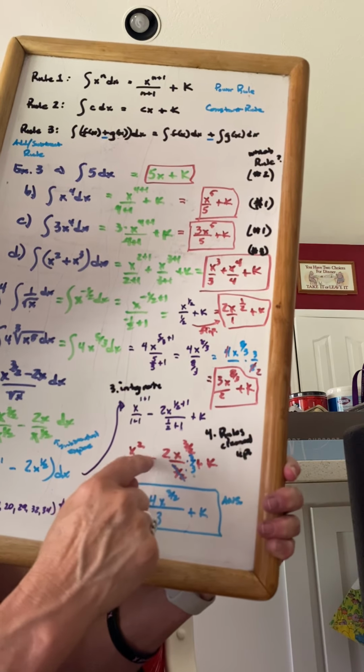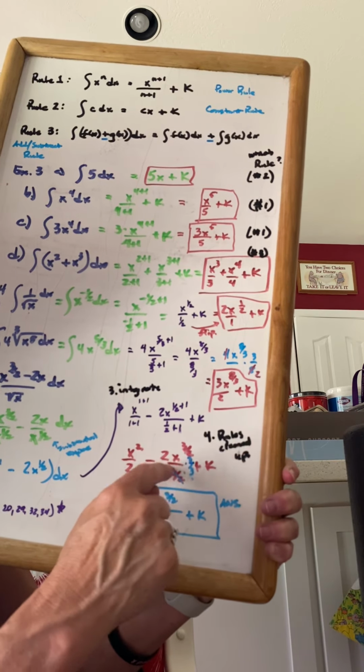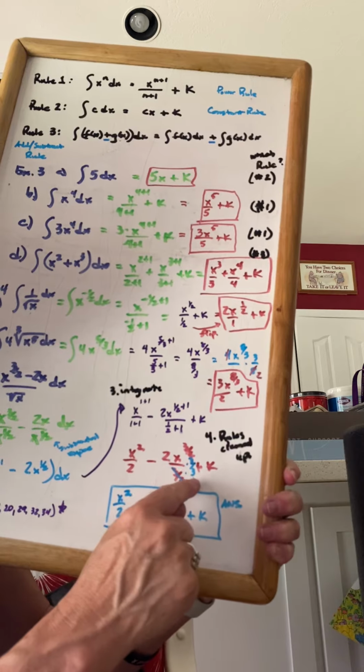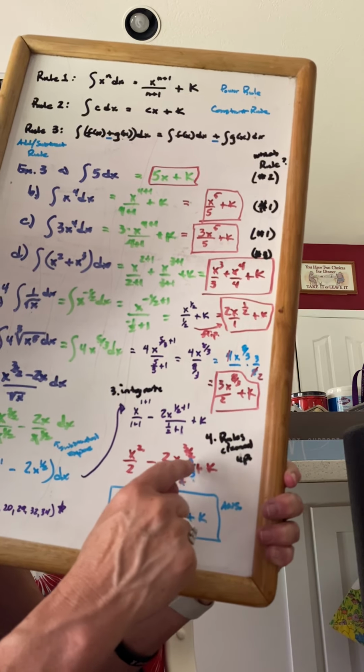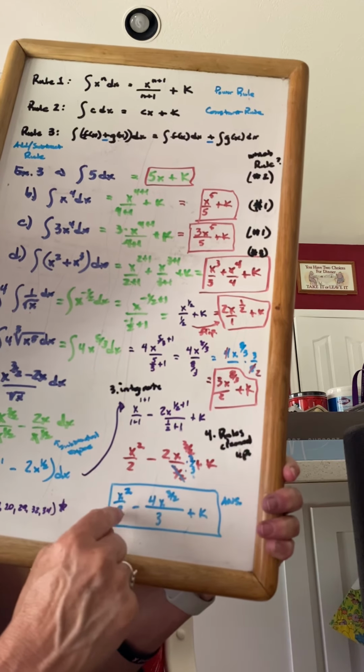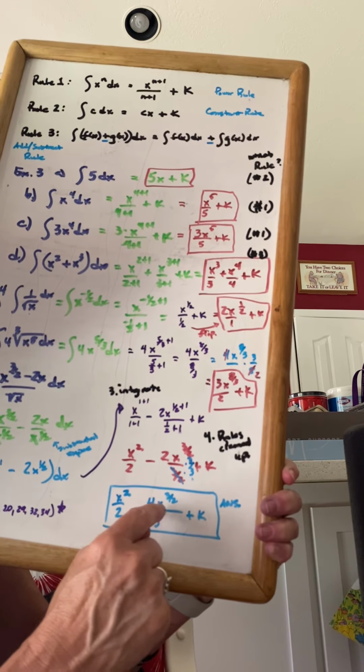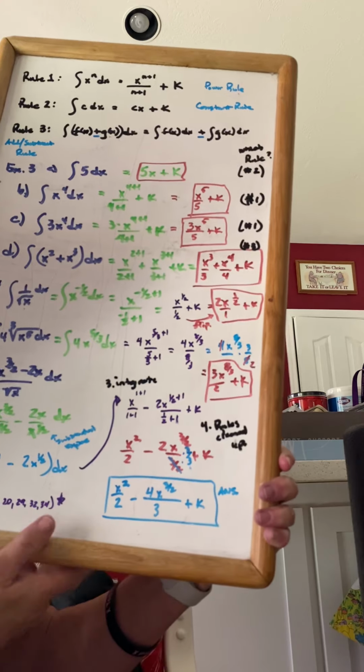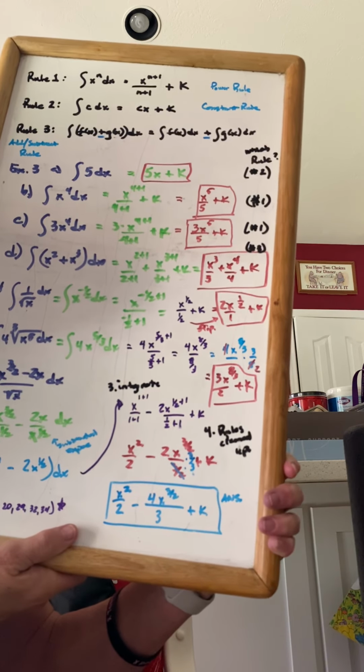X squared over 2 minus 2x to the 3/2 over 3/2. But I flipped that 3/2, so it's 2/3. And that 2 times that 2 is 4/3. So I get x squared over 2 minus 4x to the 3/2 over 3 plus k. That's your answer.